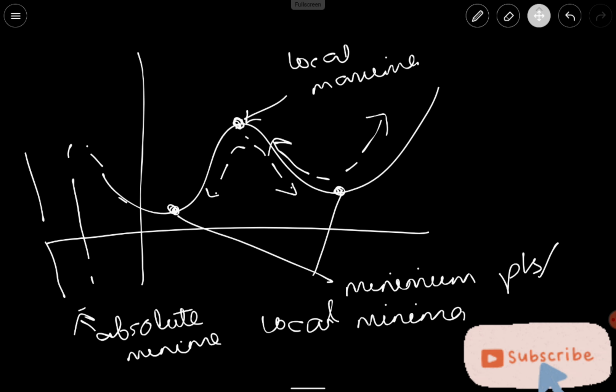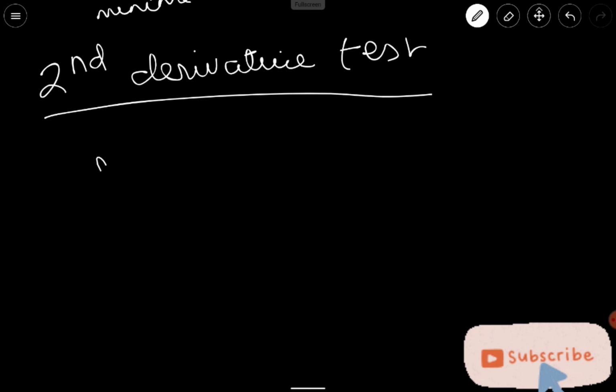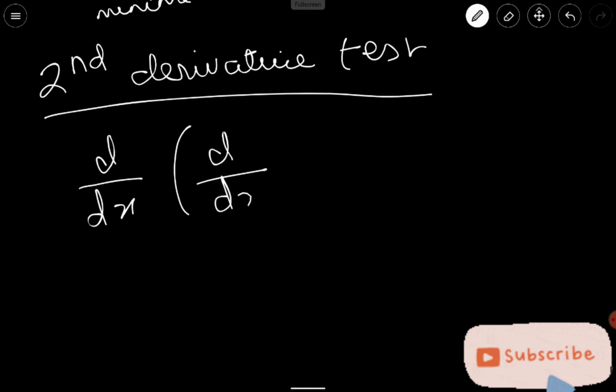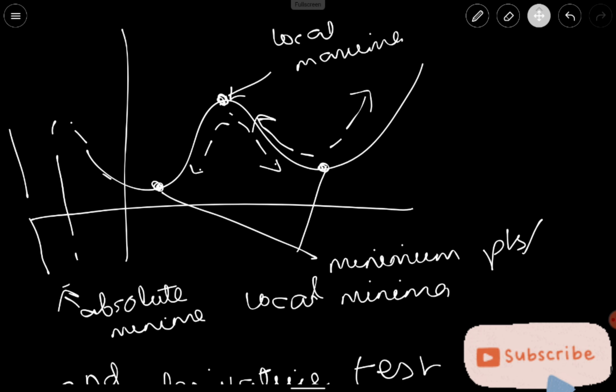Now we go on to how we can find whether a point is a maxima or a minima. For this we use something known as the second derivative test. In the second derivative test, we find the derivative of dy/dx. For example, in this case we found dy/dx is this, and then we have to find the derivative of 6x minus 5.